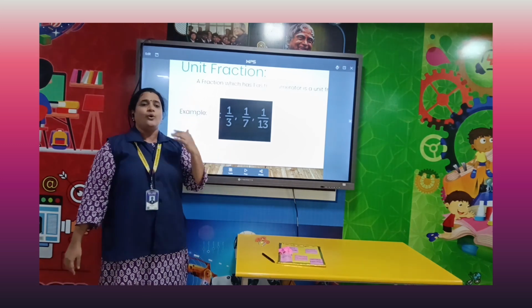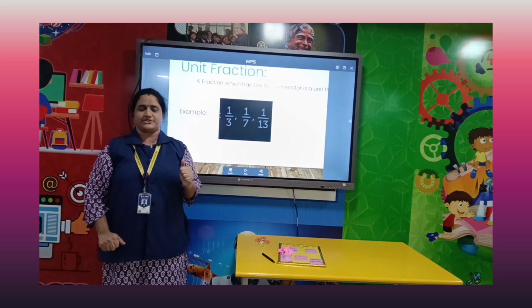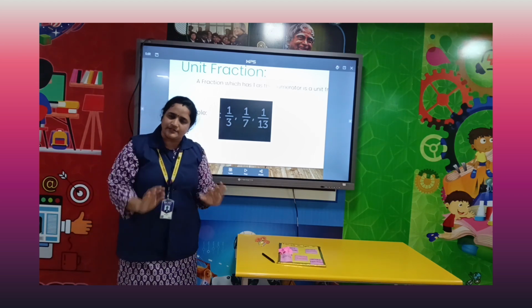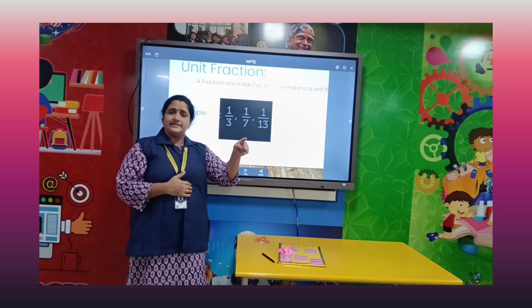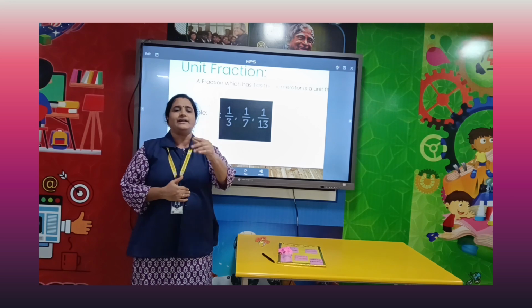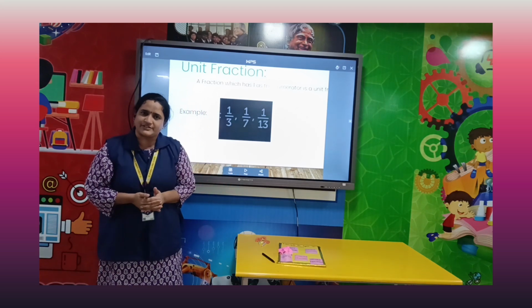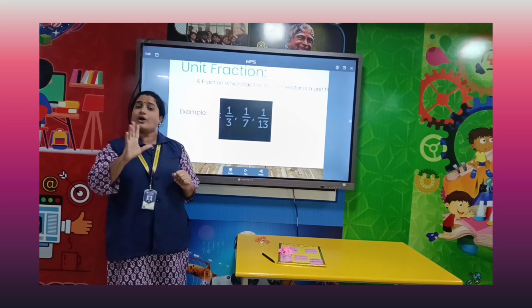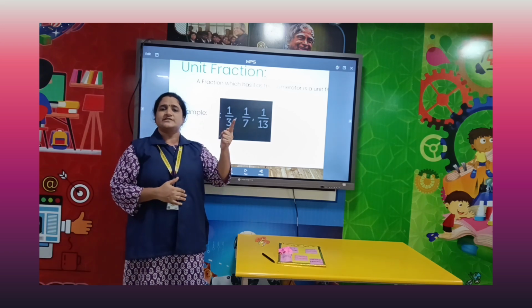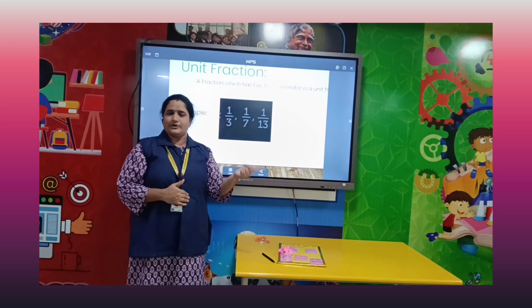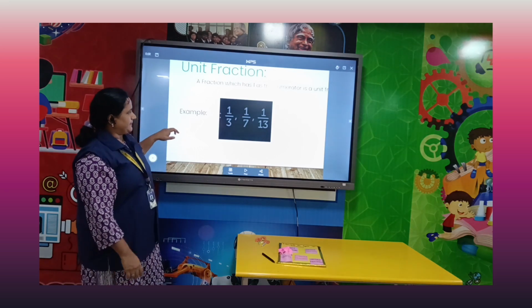Now I'll say a few examples also. Here 1 by 3, 1 by 4 is also a unit fraction. 1 by 8, yes, this is also a unit fraction, because in the numerator you have 1 and the denominator you can have any number. So is 2 by 3 a unit fraction? Good. 2 by 3 is not a unit fraction because 2 is not a 1.